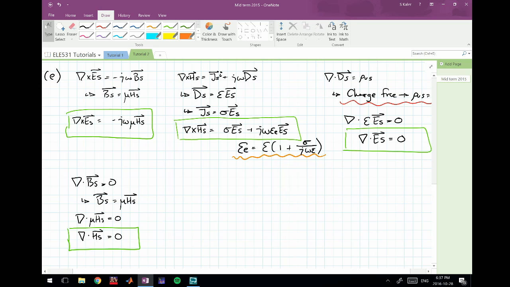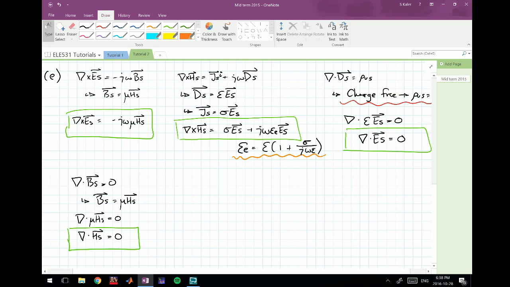If it says it's a conductor, then you can get rid of it. Sorry, if it's not a conductor. So if it says it's a dielectric, sorry, that's what I meant to say. If it says it's a dielectric, then you can get rid of that term, because you know that sigma is going to be very small in that case. So it's not going to be important. If it says it's a dielectric region, which he probably won't tell you, because if he does, there's no point asking that question.